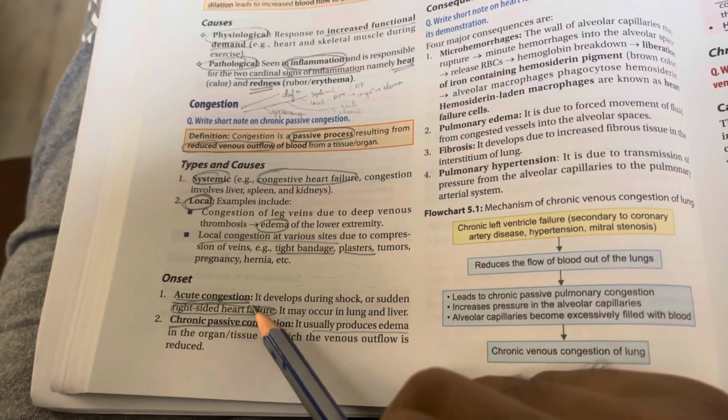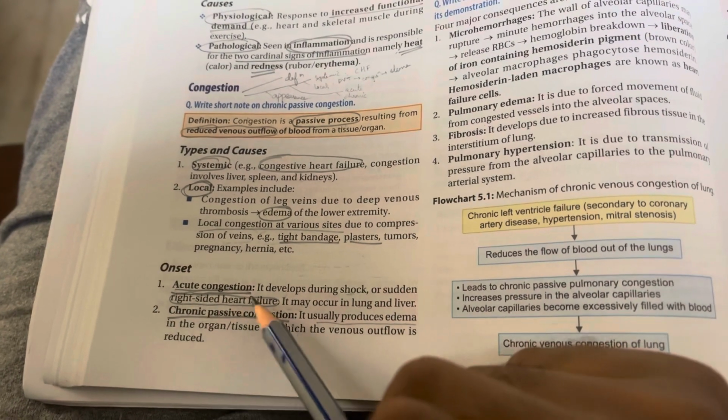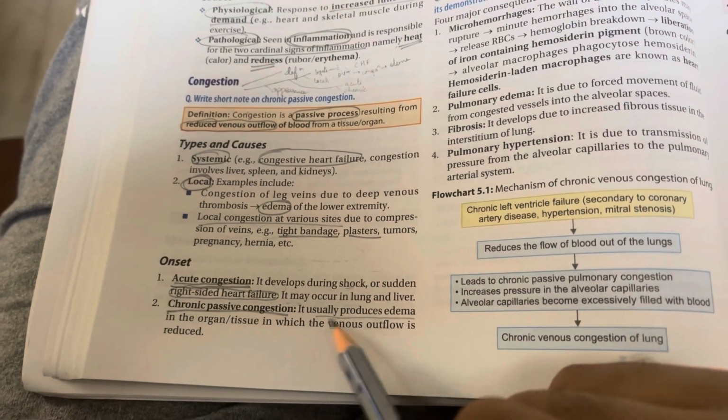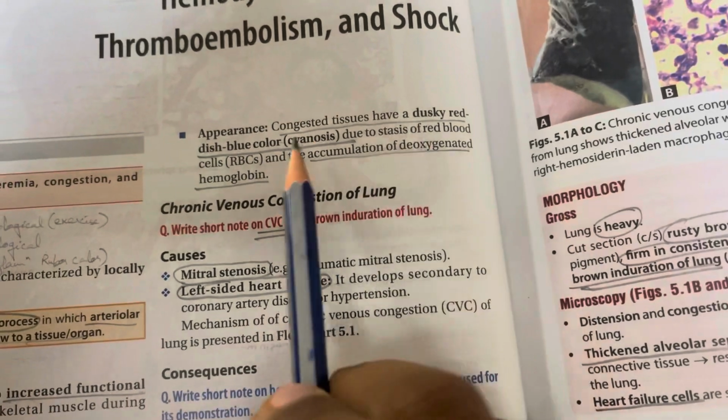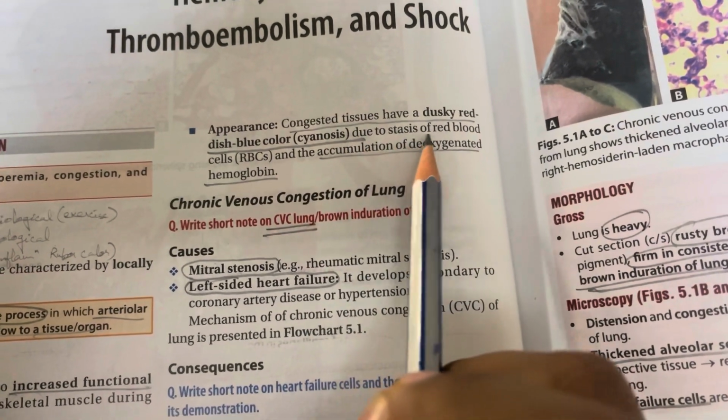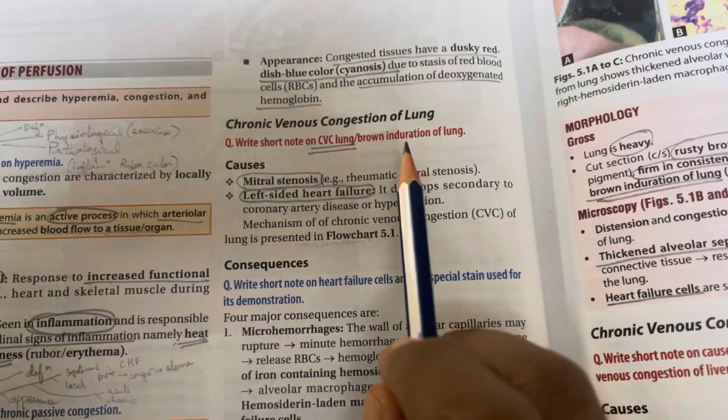Next, we have acute congestion, which develops during shock or sudden right-sided heart failure. Chronic congestion usually produces edema in which the venous outflow is reduced. So appearance: the congested tissues have a dusky reddish blue color or cyanosis due to the stasis of RBCs. Moving on to CVC lung.